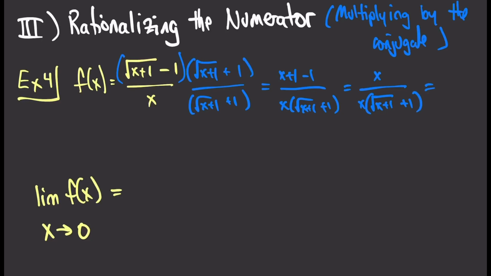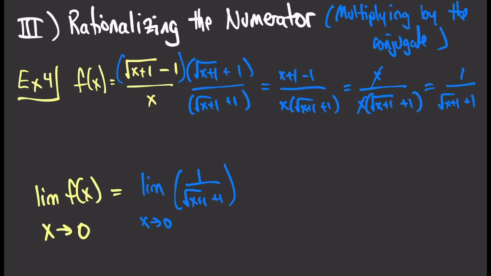So now what happens is the x's cancel, and that's what I wanted to happen originally, because, again, that was the problem area. So now that's gone. This expression now becomes 1 over square root of x plus 1 plus 1. And that is what I'm going to use now to find this limit. So now I can find this limit of 1 over square root of x plus 1 plus 1 as x approaches 0. So now I can plug in my 0 in here.